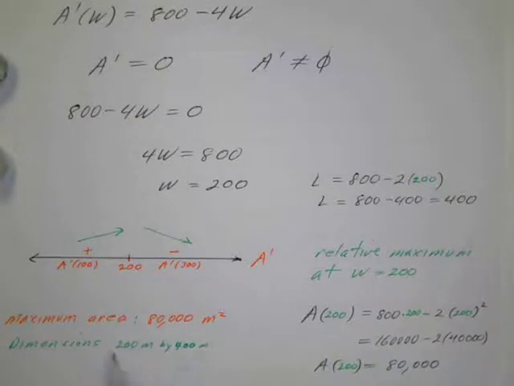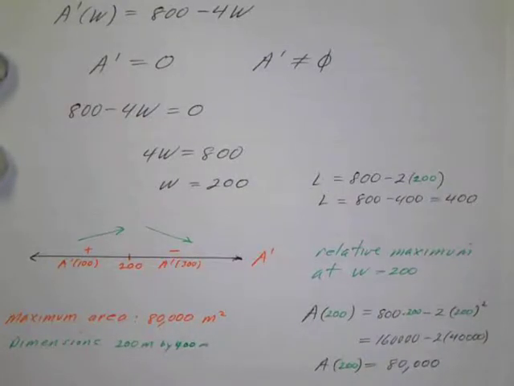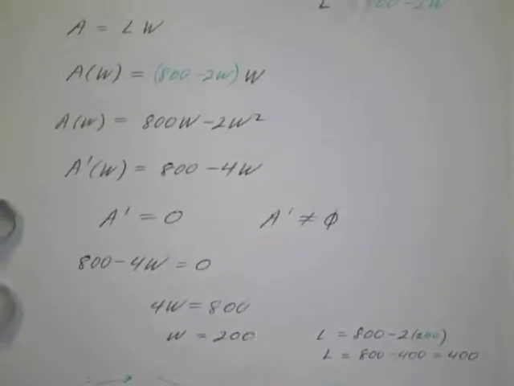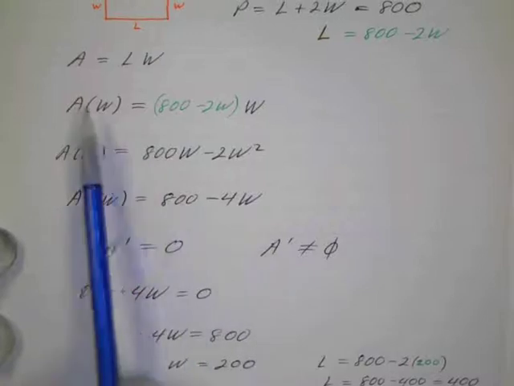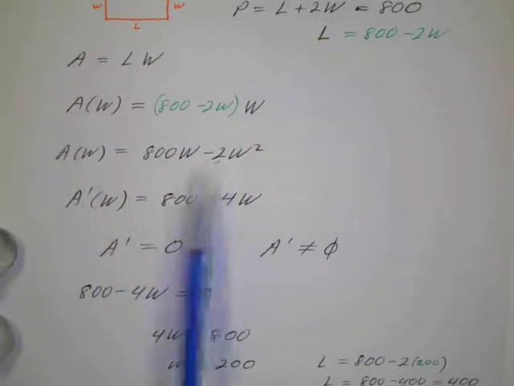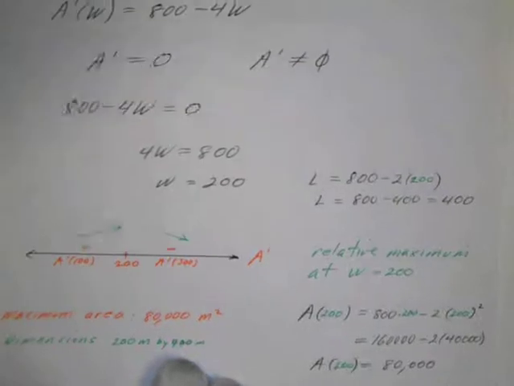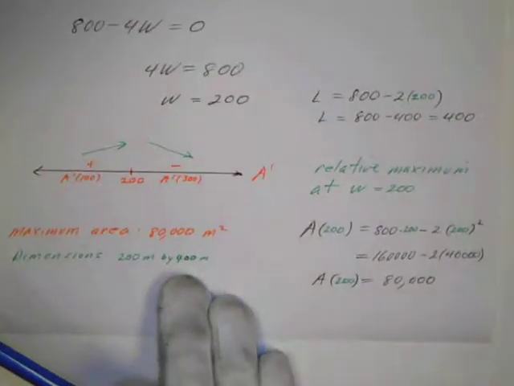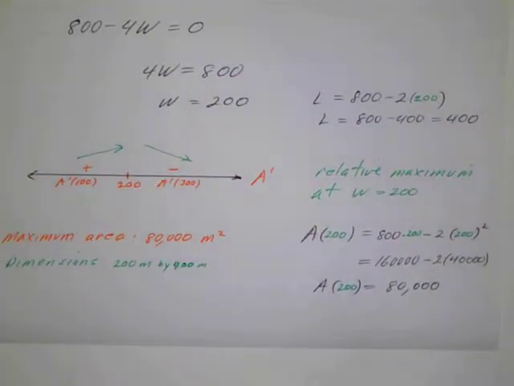So my area would have to be 200 times 400. 2 times 4 is 8, and I've got 4 zeros: 1, 2, 3, 4. So that would be the easiest way to do it. I also put the 200 actually in the area, and that was probably extra work. So area equals 800W minus 2W squared, so I put that in. I don't think you have to do that if you figure out the length times the width. It's a little bit easier.